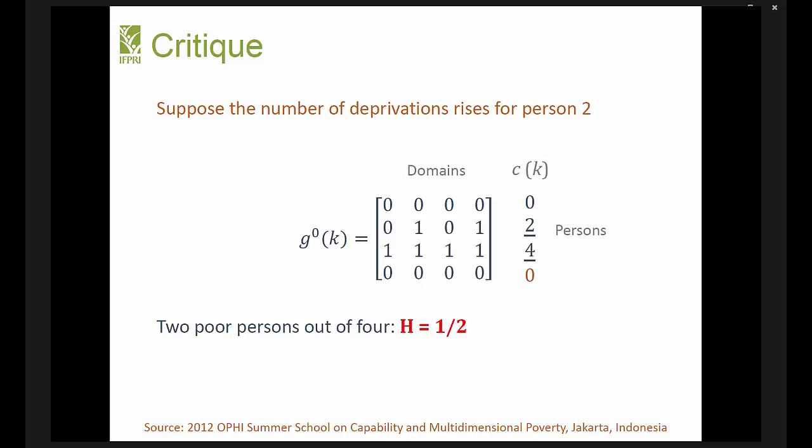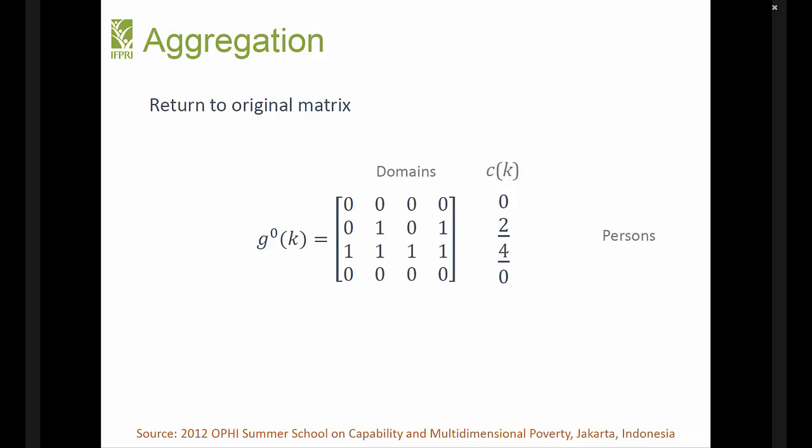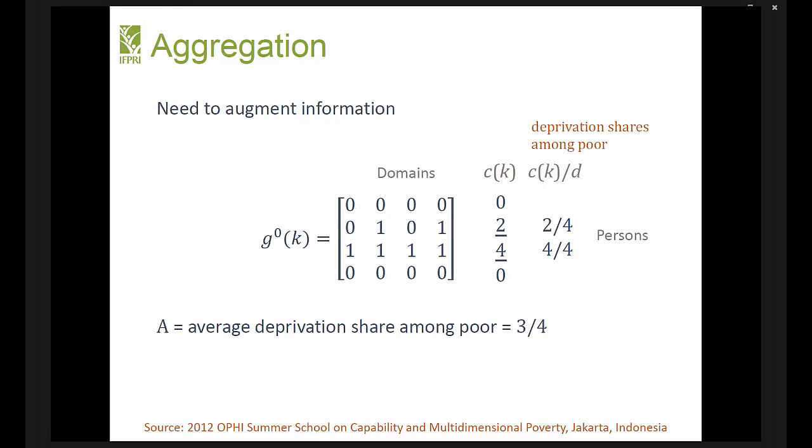So this property is called dimensional monotonicity. The headcount violates that property, and that's an important property of a poverty measure. So for that reason, we cannot just use this. We have to do something else. This extra step where we look at the deprivation shares among the poor, right? So among the poor, and there are these two people, you have 2 out of the 4 domains and 4 out of the 4 domains. And why are we doing this? So that if there is a change here, the share will change, right?